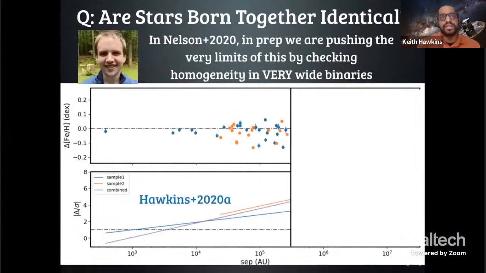My student Tyler Nelson has then expanded on that work in collaboration with Wan Sen Ting and Alex G. This is showing again the difference in metallicity for our wide binary pairs as a function of the log separation of the pairs in AU. And the blue is the result that I had from my 2020 paper earlier this year.